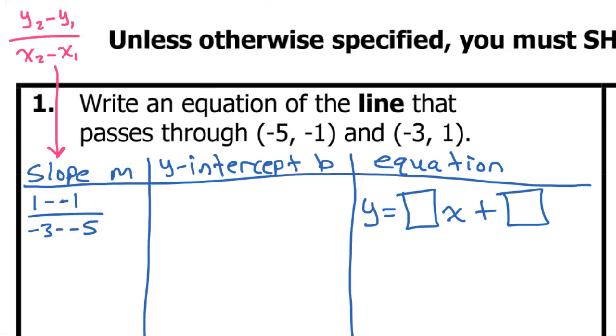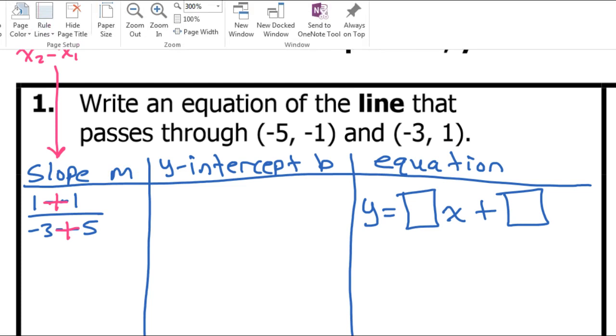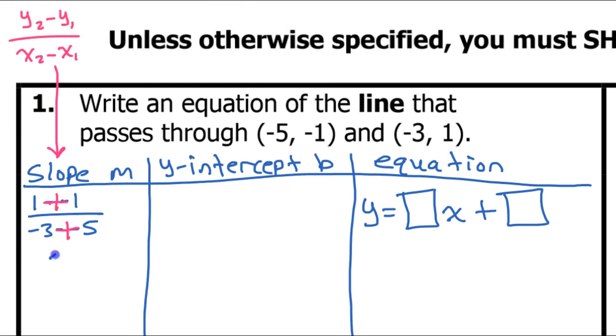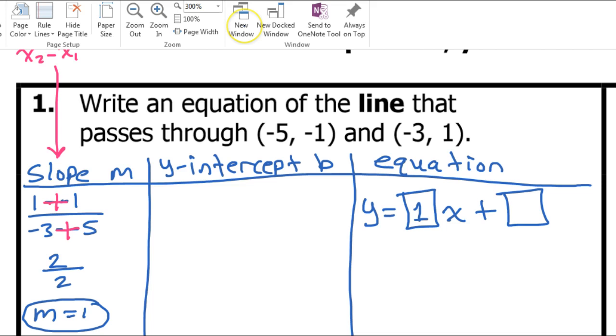Now, hopefully you know that anytime you have minus and negative, that is really going to be addition. So that's going to end up giving us 2 over 2. So the slope is equal to 1. So that's the first box. I can go ahead and put the 1 right in there. Now it's time to find the y-intercept.